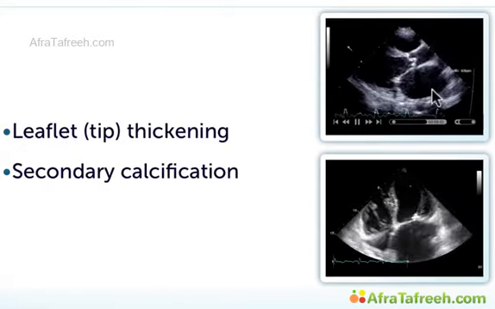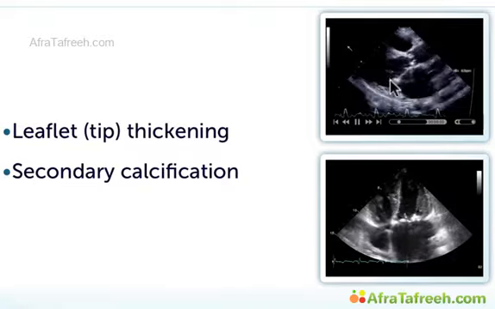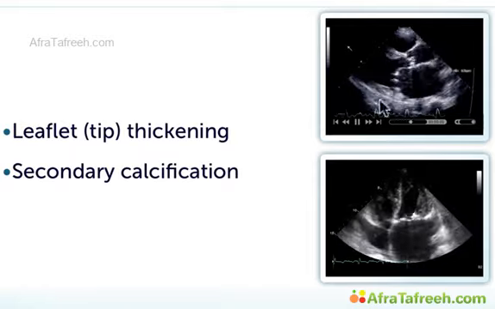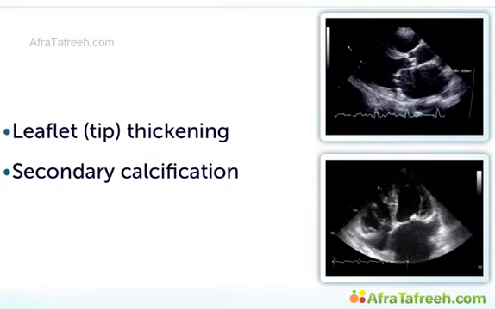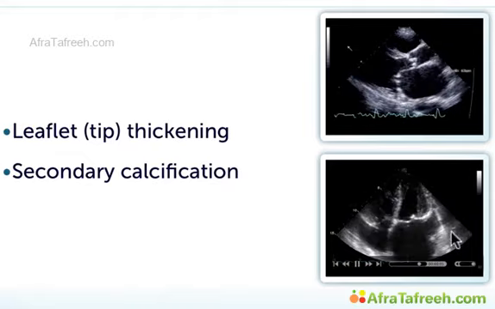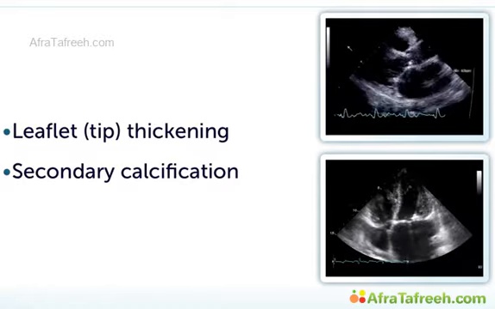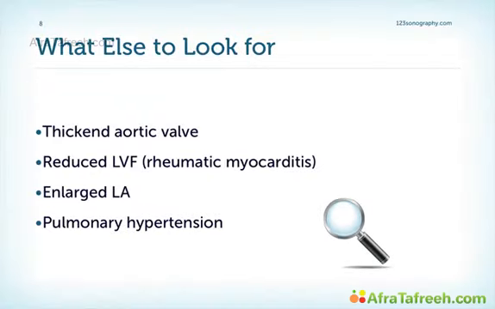Furthermore, we have thickening of the leaflets, which are usually more prominent at the tips, but can also affect the entire valve. And especially in older patients with mitral stenosis, we find secondary calcification. Don't only focus on the mitral valve, but also take a look at the aortic valve, for example. The aortic valve is often affected with rheumatic heart disease, and you will find a thickened valve and pathologies such as aortic stenosis or aortic regurgitation.